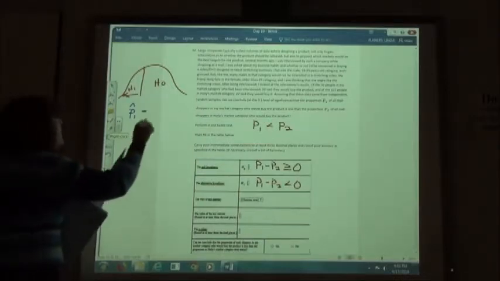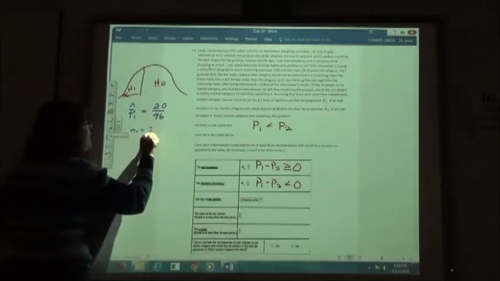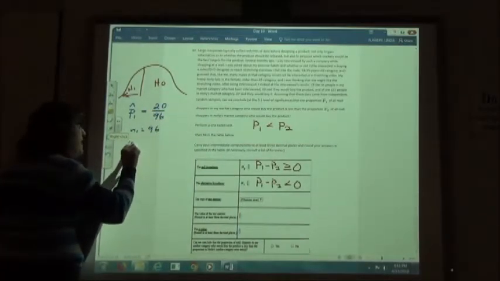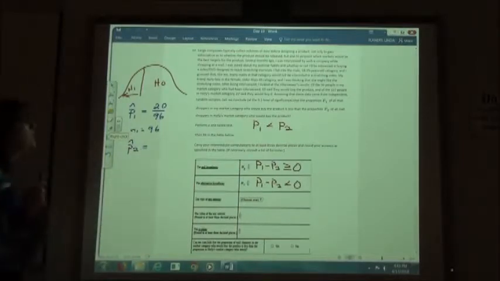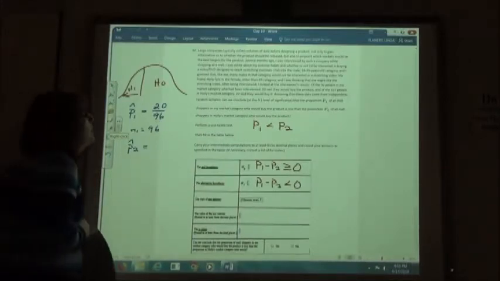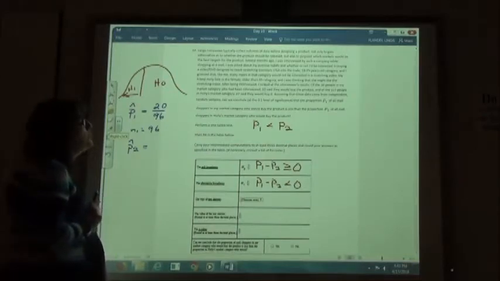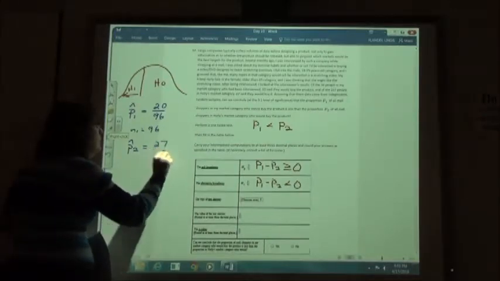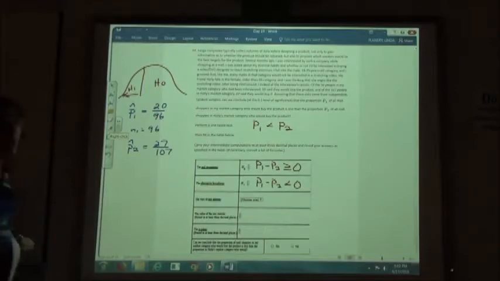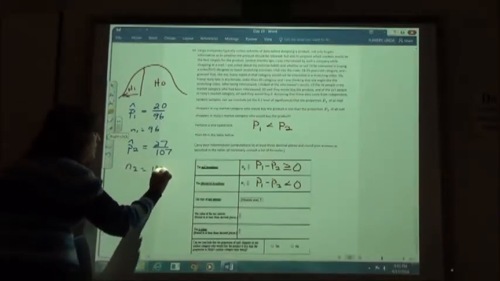20 out of 96, right? Which means N1 is 96. For my females, which is my proportion for 2, 27 out of 107, which means my N2 is 107.